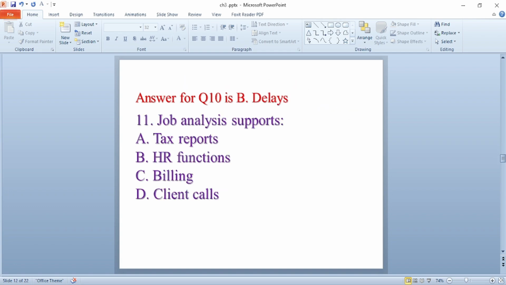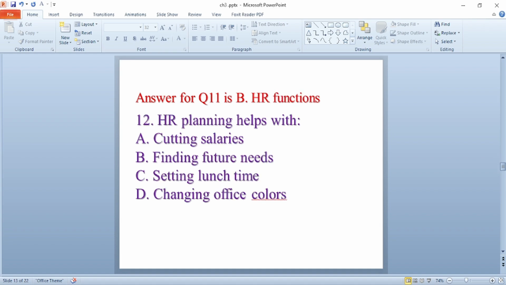Question number 11. Job analysis supports dash. A. Tax reports. B. HR function. C. Billing. D. Client calls. The answer for this question is B. HR functions.